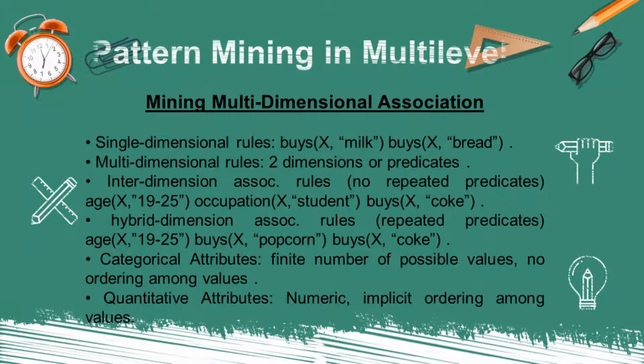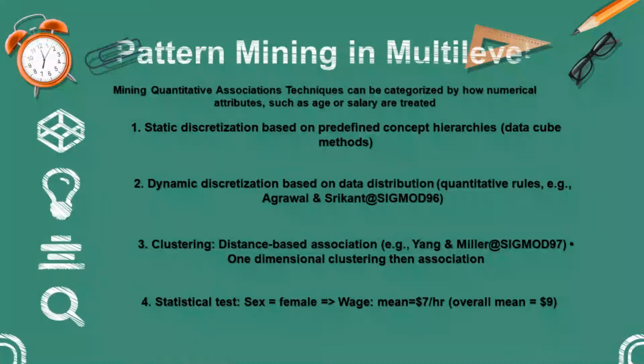Categorical attributes, finite numbers of possible values, no ordering among values. And quantitative attributes, numeric with implicit ordering among values. Mining quantitative associations techniques can be categorized by how numerical attributes such as age or salary are treated. So first, static discretization based on predefined concept hierarchies or data cube methods.